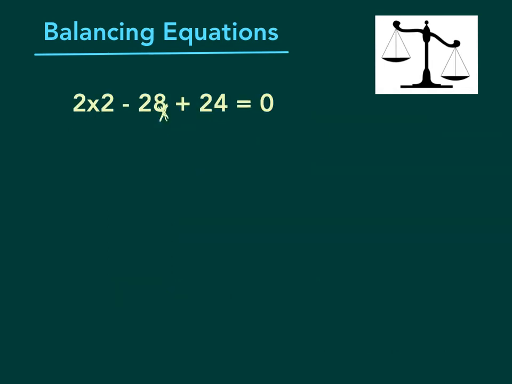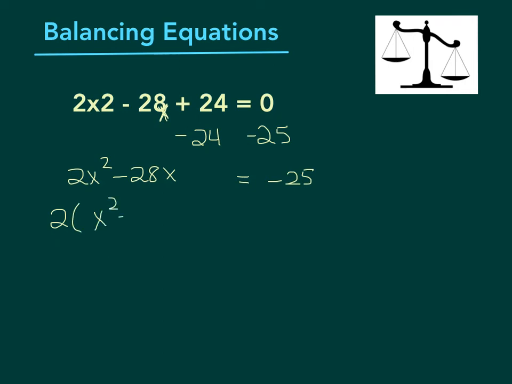Here's a more complicated example. I'm still going to start the same way by subtracting my constant from both sides. So now I have 2x squared minus 28x equals negative 25. But before I go dividing b by 2, I need to realize that I have this 2 out in front, and that's going to mess everything up. So the first thing I need to do before I do anything else is factor that 2 out. Take out the GCF. So it's going to be 2 times x squared minus 14x blank equals negative 25.